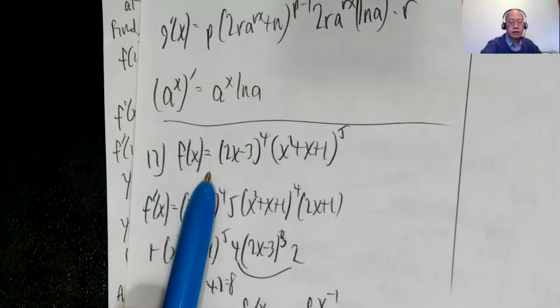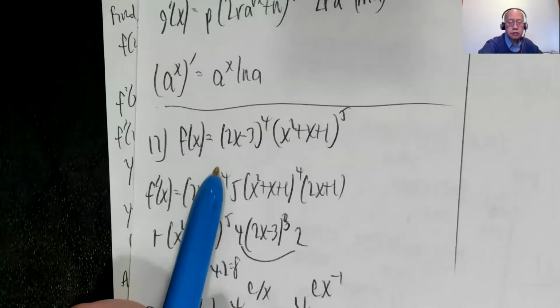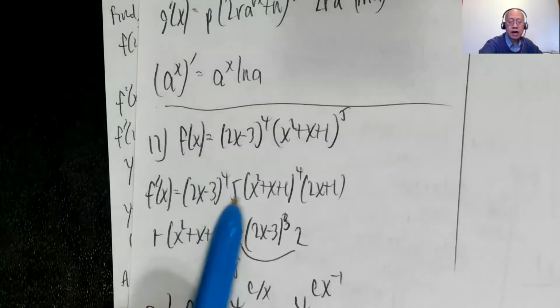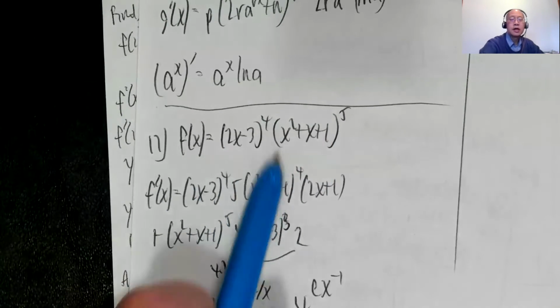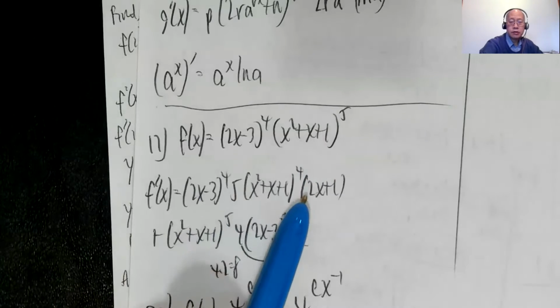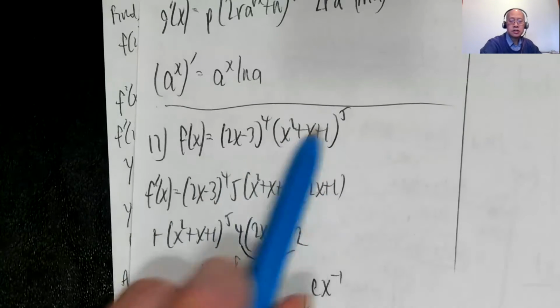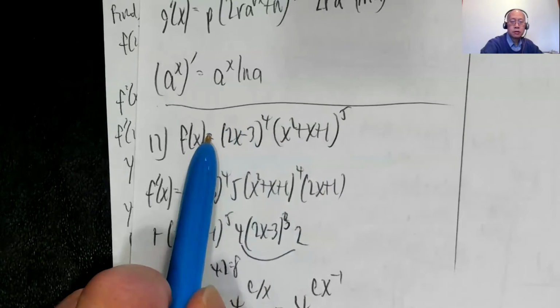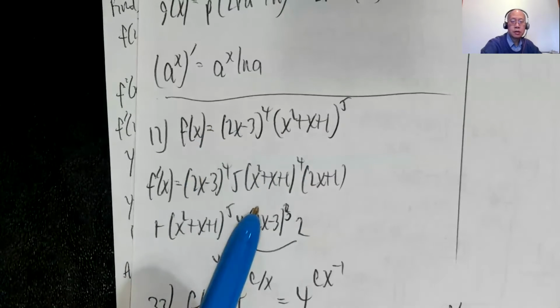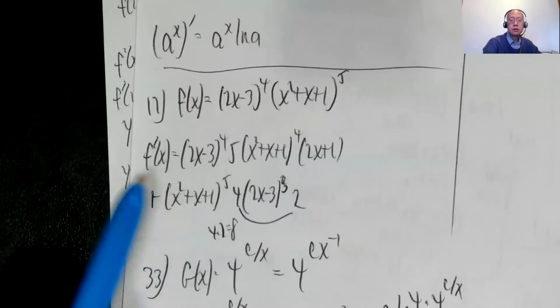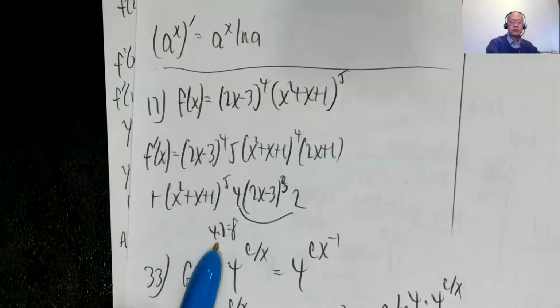17 looks like a product rule and chain rule. So derivative of the first times the second: 5 times x squared plus x plus 1 to the fourth times derivative of the inside, chain rule, 2x plus 1, plus second function, just copy it, times derivative of the first: 4 times 2x minus 3 cubed times 2. And then just clean up simple stuff like 4 times 2 is 8.